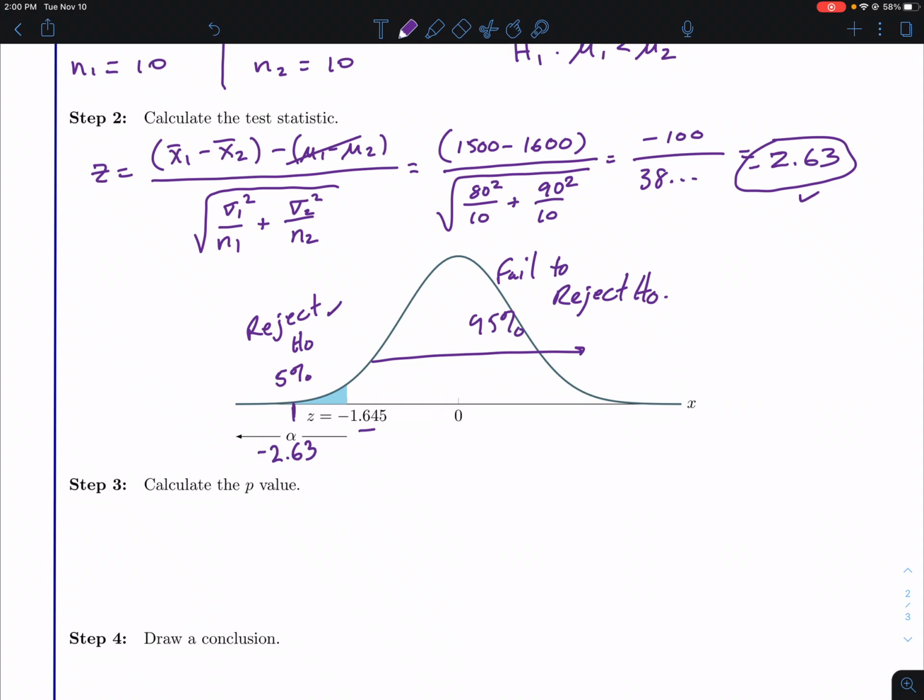But now let's verify and use our normal CDF to check it also. So in this case, we'll do normal CDF. So since this is the lower bound, we want to do negative 100,000. And so we want to do our negative 2.63 as our upper bound. And then again, this one we're using the standard normal, so we want to put 0 and 1 in there. And so now we want to see what our p-value is and see if it's less than 0.05.